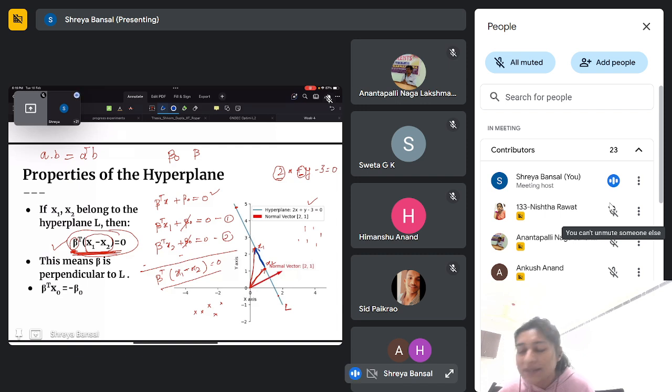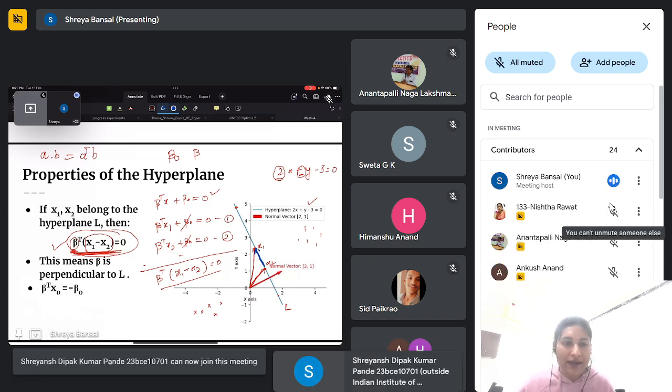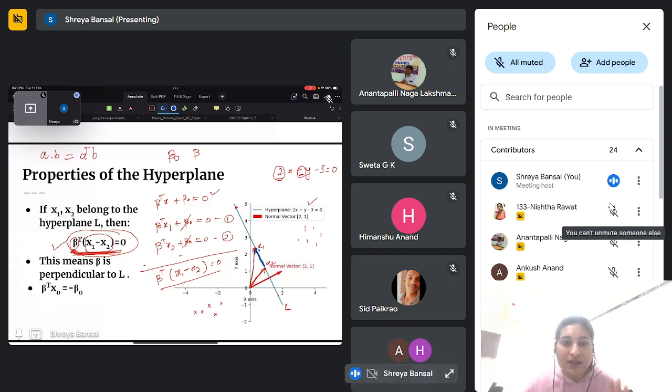Okay, if you are saying x1 minus x2, then it will be in the direction of x1, which means the highest vector. If you say x2 minus x1, then it will be in the opposite direction, because a vector has both magnitude and direction. Is that clear? So x1 minus x2 is the line actually. Is that clear?